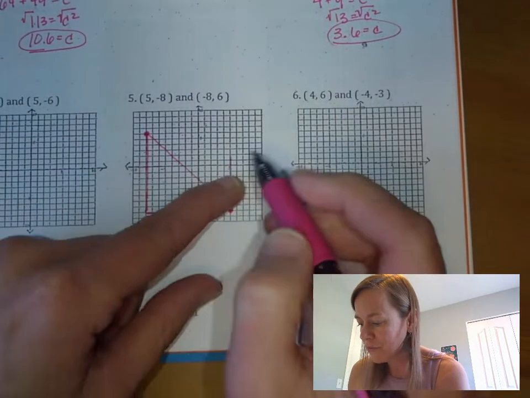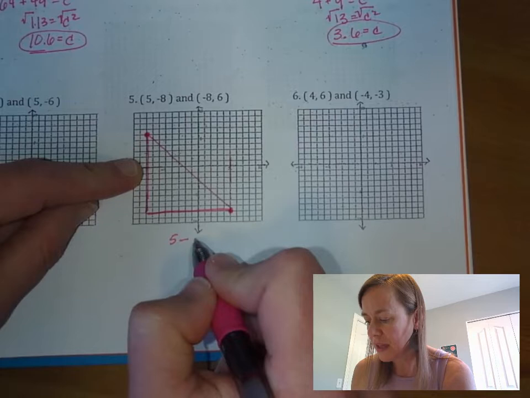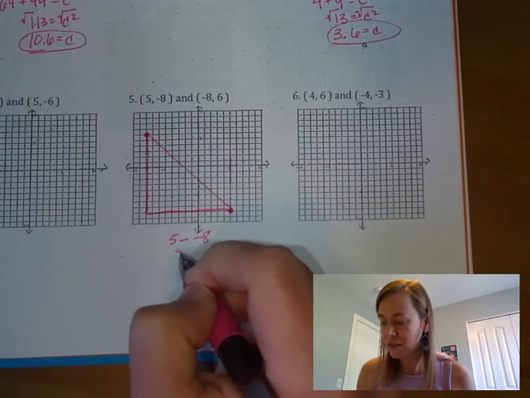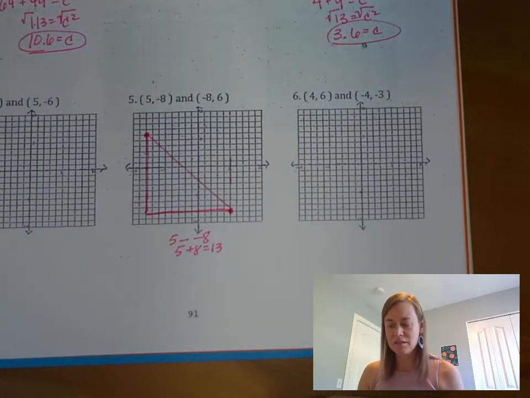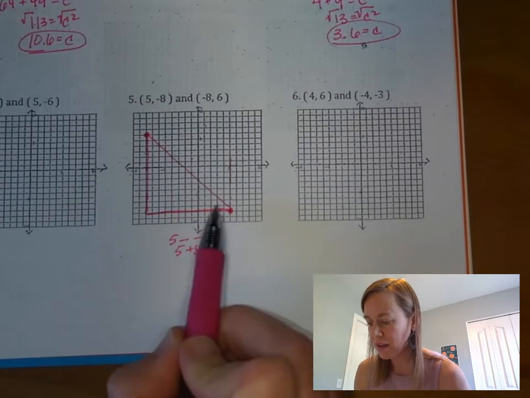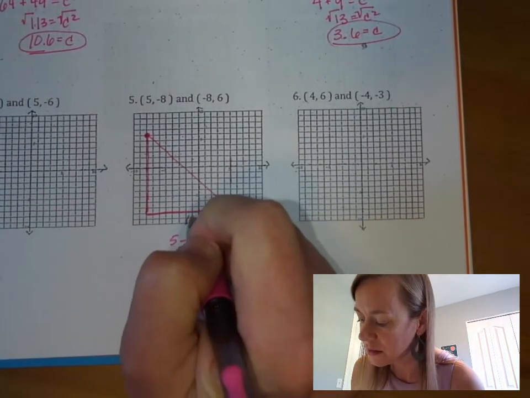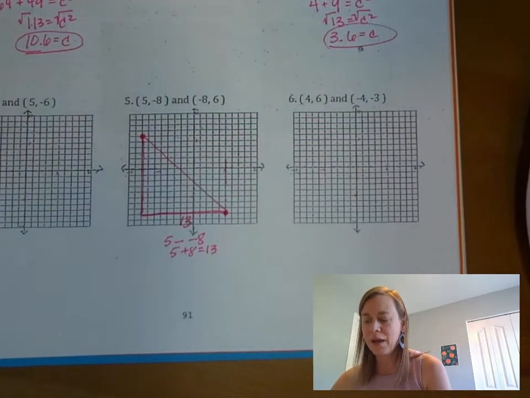You could literally do 5 minus a negative 8. So as you know, minus a negative turns into a positive. So that's the same thing as 5 plus 8. And that's going to be 13. So the distance between here and there, in other words, the length of this leg, is going to be 13. And what about from here to there?